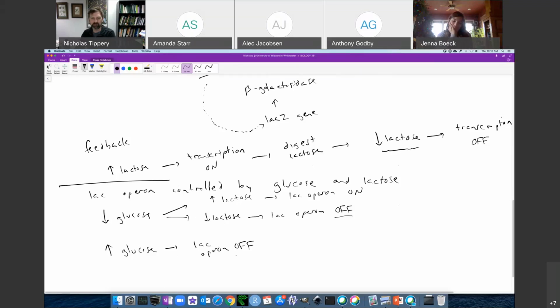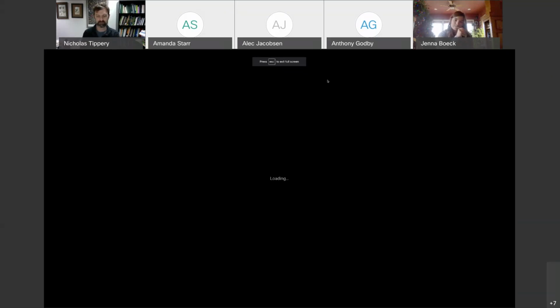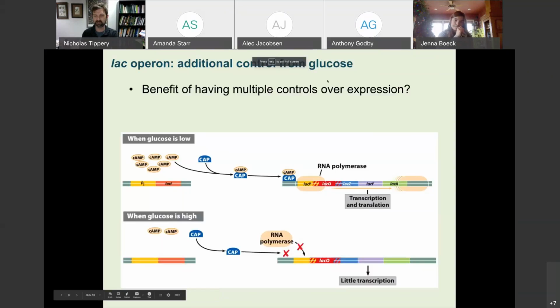So its first reason at the bottom was you've already got enough glucose, you don't need to digest lactose. The middle reason is there's not any lactose to digest. And then this top scenario is basically where cells find themselves with lactose available, but not glucose available. And at that point, it's worthwhile to break down the lactose, right? Okay. So different ways to control expression of the same operon in this case, all for the benefit of the cell.